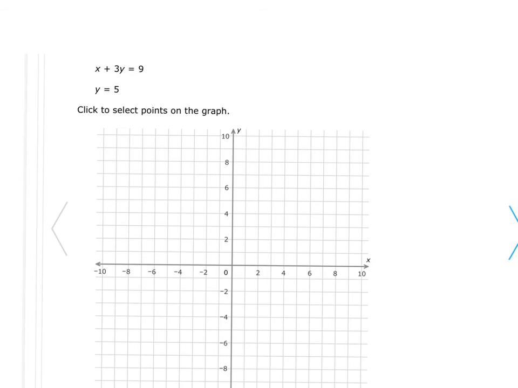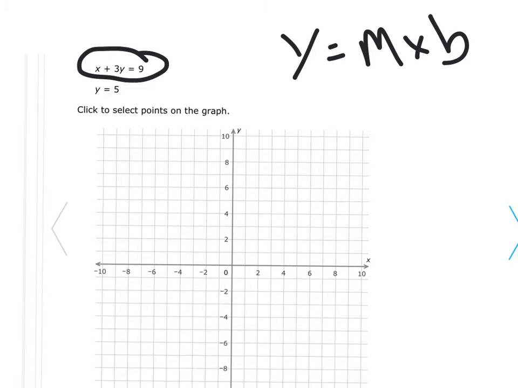Let's take a look at another one. So in this case, the first thing that I need to do is say, hey, are these equations in y equals mx plus b format? And if you take a look, this one right here is my top one. It's not. We have x plus 3y equals 9. So what we have to do there is take that equation and just move it around to get it to y equals mx plus b.